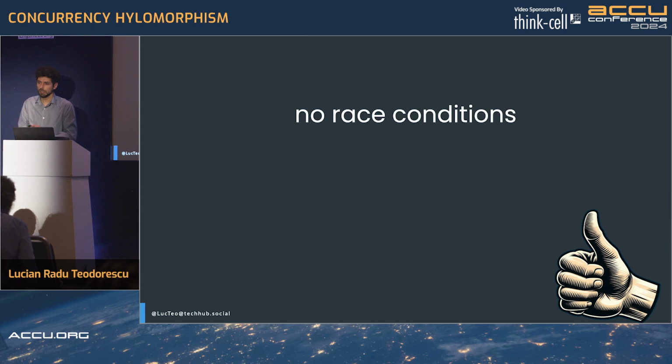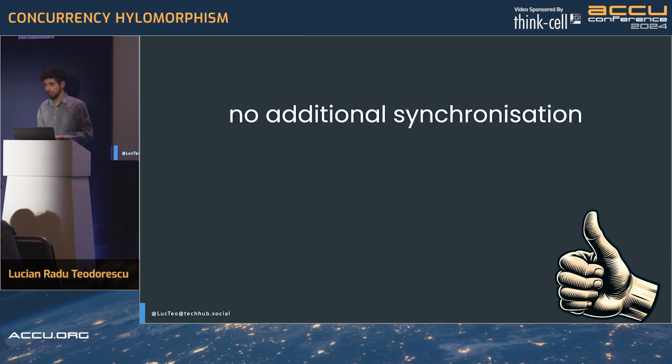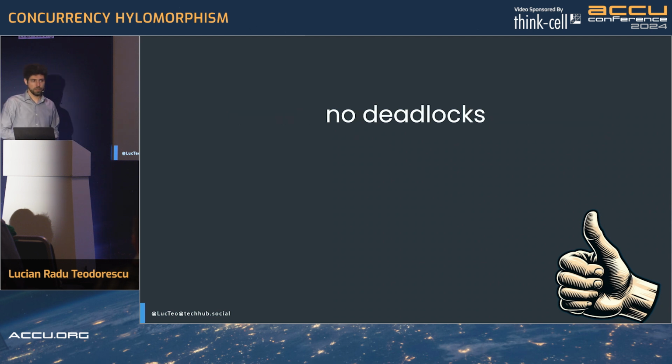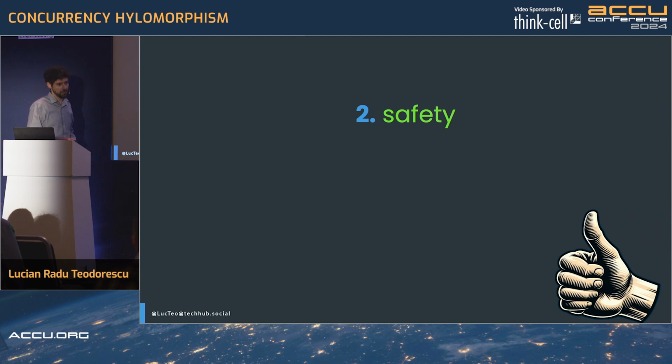If you follow the way of working of the model, you don't have any race conditions. You don't need additional synchronization, right? We've expressed concurrency using these constraints, so why would you ever do additional synchronization? We talked about the progress guarantee, we don't have any deadlock, right? We're not waiting on anybody else, no deadlocks. So on safety, big thumbs up. I think the model is pretty good.